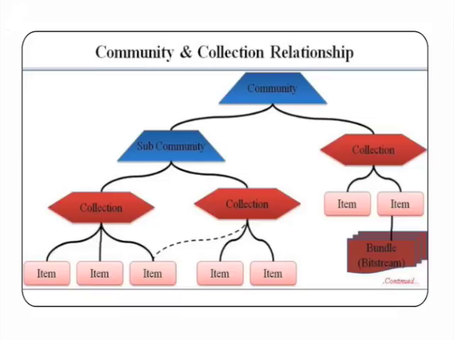Each collection is composed of items, which are the basic archival elements of the archive. Each item is owned by one collection. Additionally, an item may appear in additional collections. However, every item has one and only one owning collection.